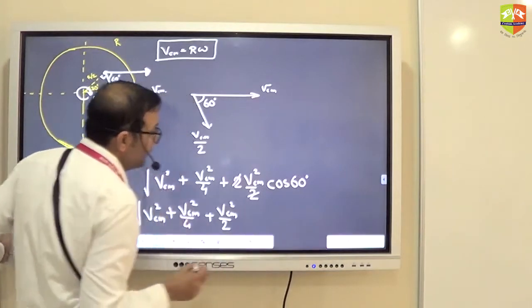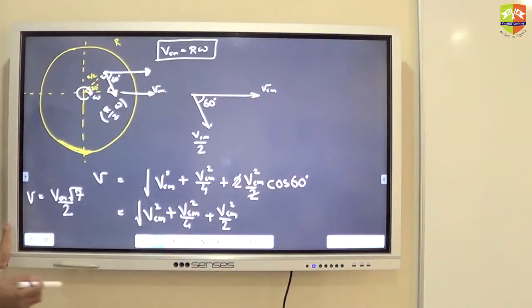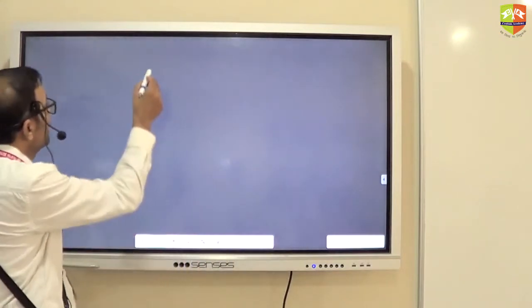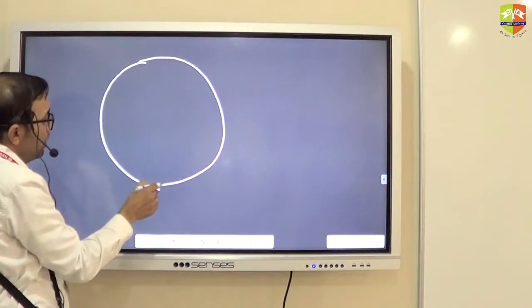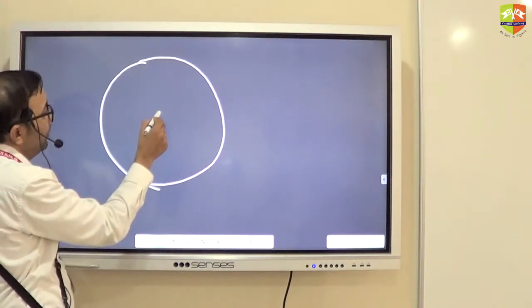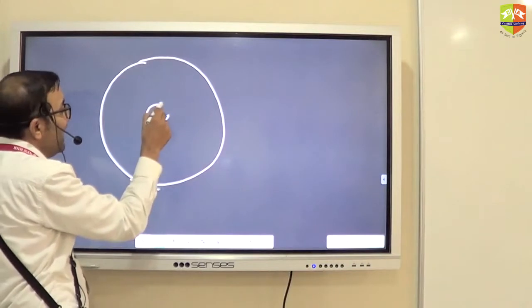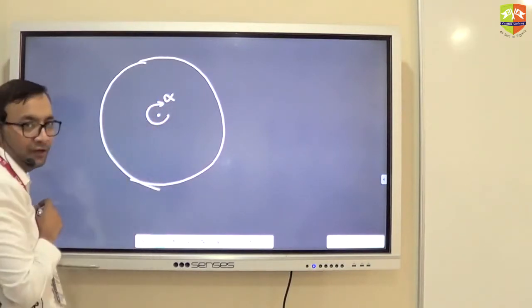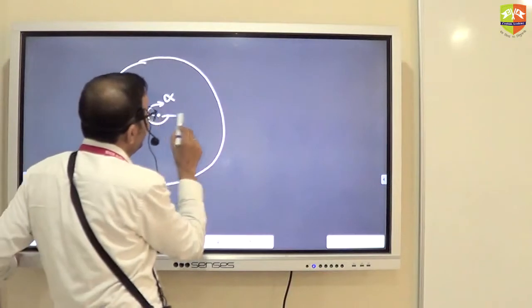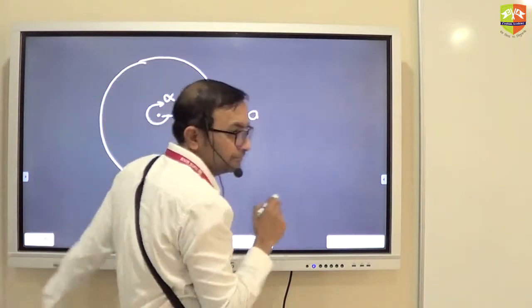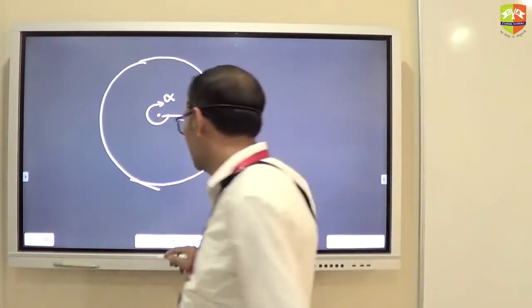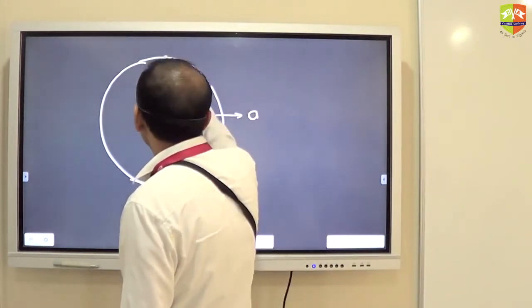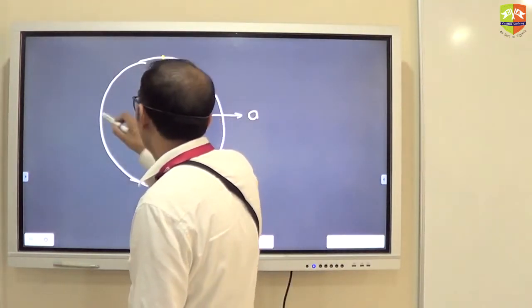Now let's see what we can do with acceleration. This is an object which is accelerating with angular acceleration alpha and linear acceleration a. Right? You need to find the acceleration of these four points quickly.